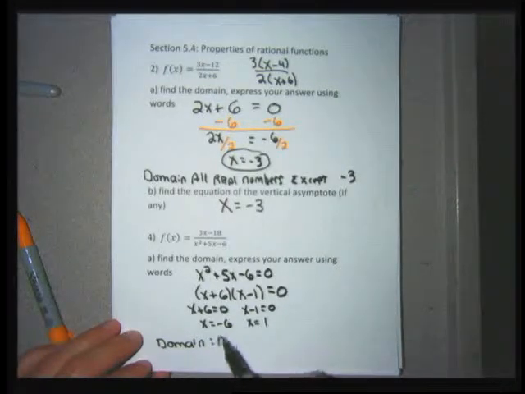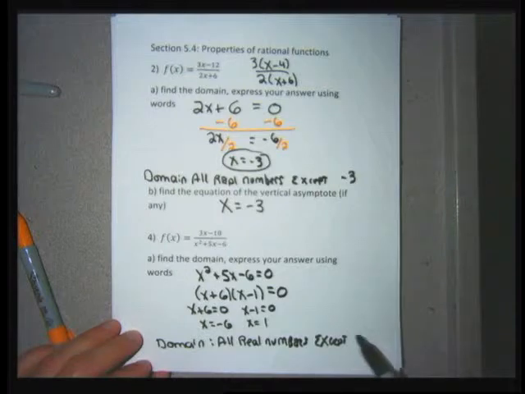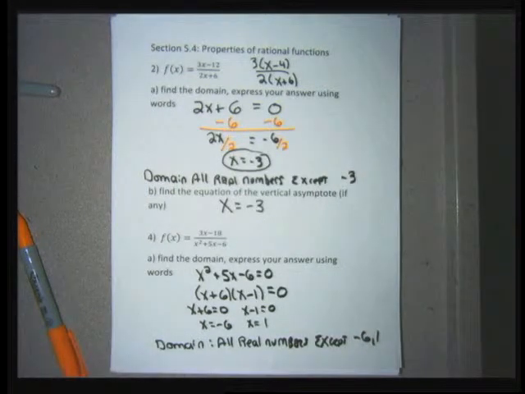My domain I'm going to write in words because it says to write it in words. The domain is all real numbers except -6 and +1. That's all I have to do for number 4, part A.